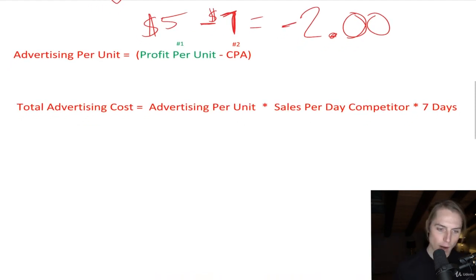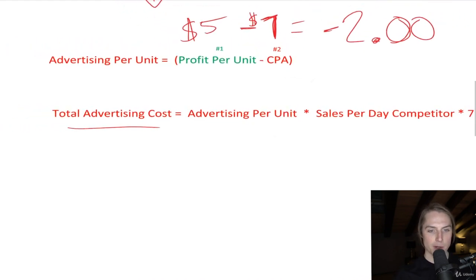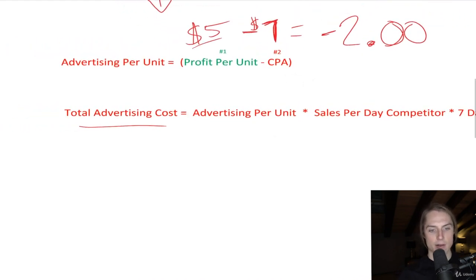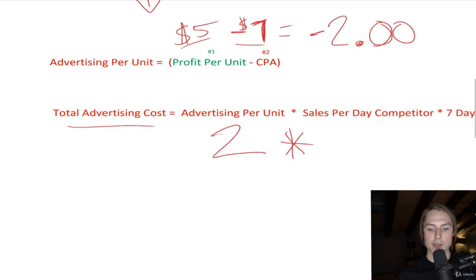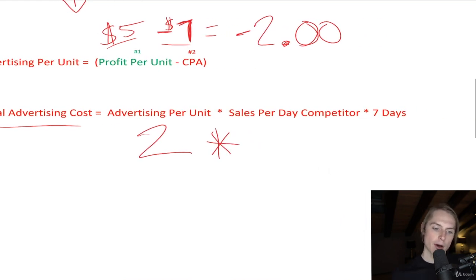So now how much do you need in total for advertising? Okay, so the total advertising cost is going to be this advertising cost per unit, which is that $5 minus $7, so it's going to be $2. So we're going to say $2 multiplied by, well, how many sales do we need to get per day? Okay, so we're just going to assume that we're ranking on a bunch of keywords here, and we're going to try to match what our competitor's doing for a whole week.